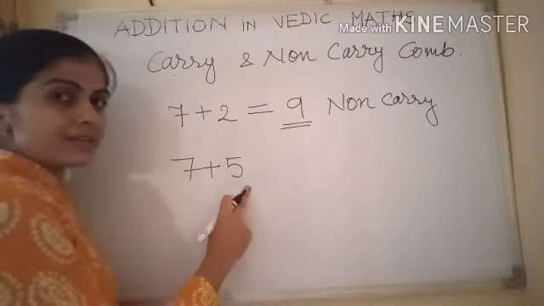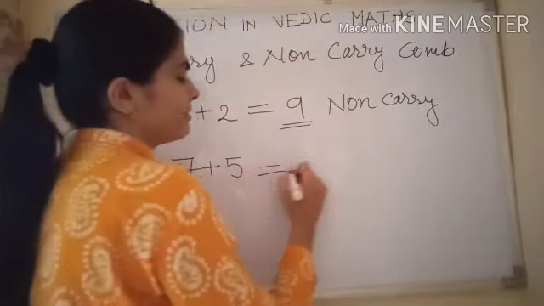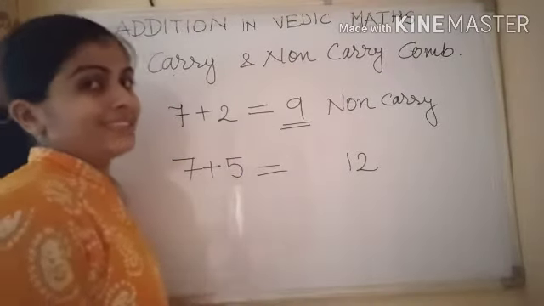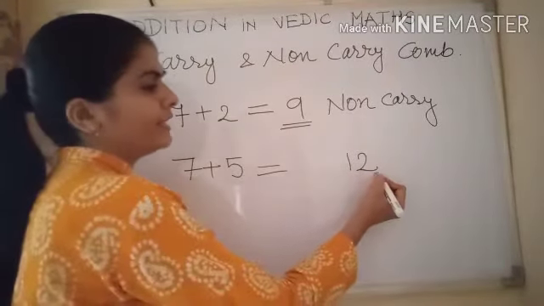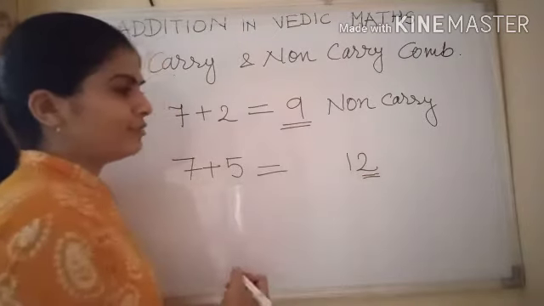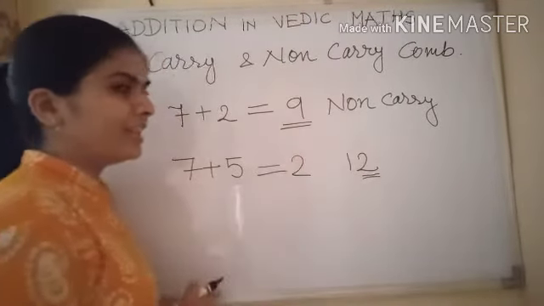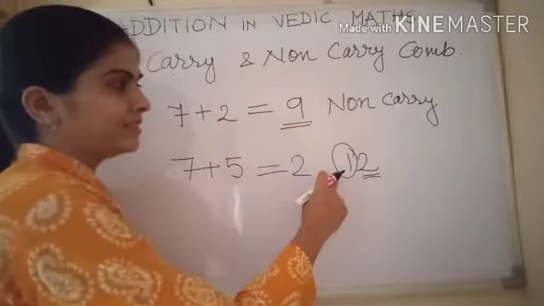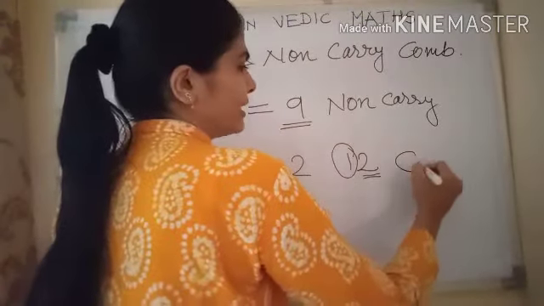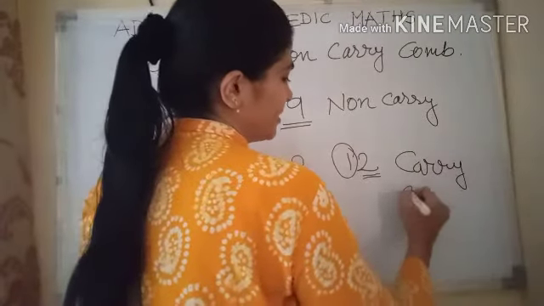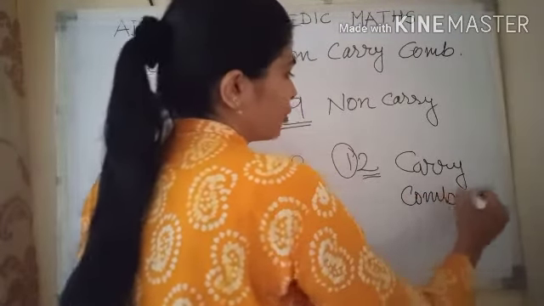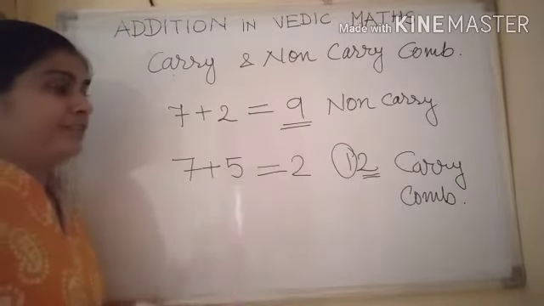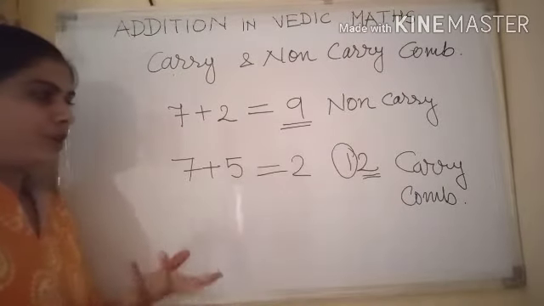But let's take another pair and add it. 7 plus 5 which is equal to 12. But in Vedic maths we remember only the digit at the unit place. It means we will remember only 2 and we will keep this 1 in mind. This 1 is a carry. So we can say it is a carry combination. Hope this is clear. It means whenever we add two numbers.